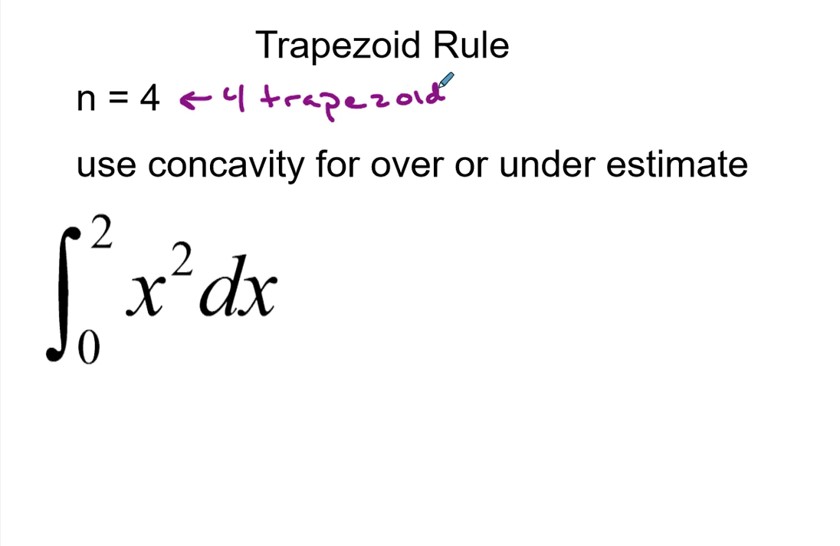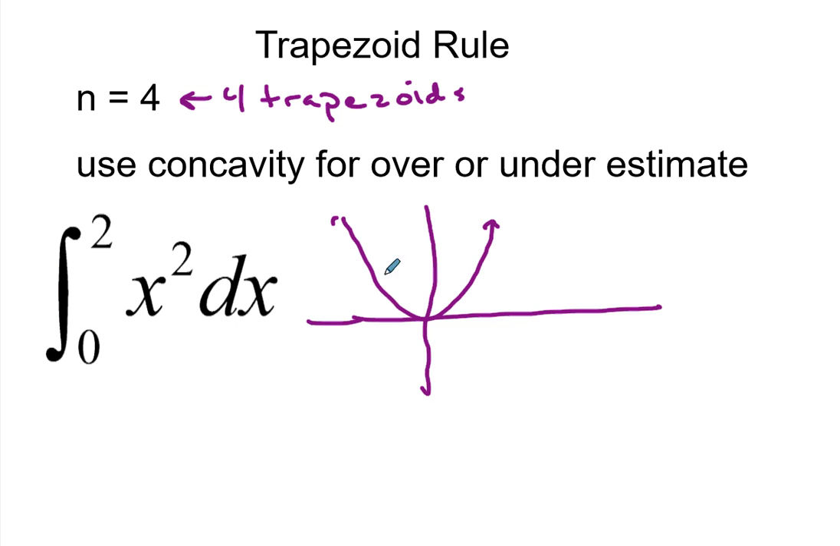So, to do this, the first thing you might want to think about is graphing this. I apologize for my graphs, but we have a parabola, x squared. We're integrating this x squared, going from 0 to 2. So right here, I'm going to create 4 different trapezoids along this curve.